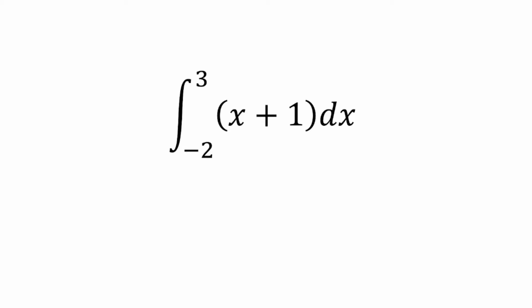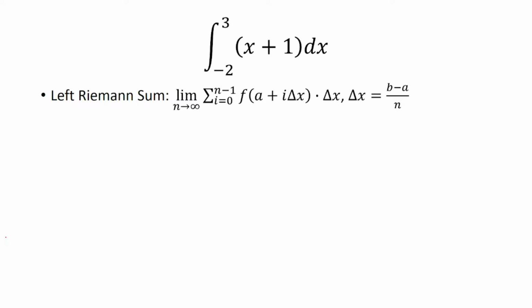In this video, we'll be integrating from -2 to 3 of x+1 dx using left-hand Riemann sums. First, we're going to use a definition. The definition says it's a limit as n approaches infinity of a sum from i equals 0 to n minus 1 of f of a plus i times delta x, multiplied by delta x. And here delta x is just (b minus a) over n.